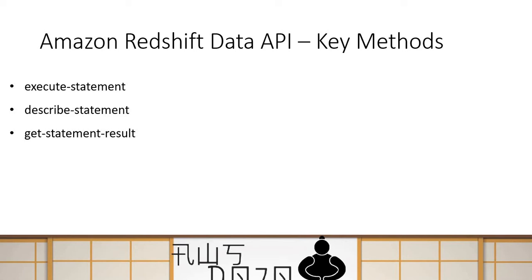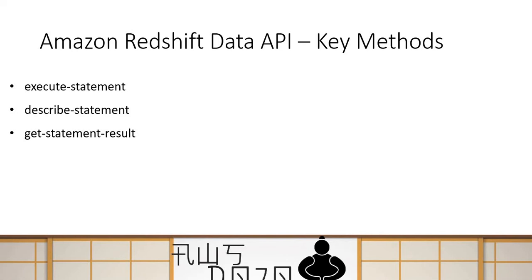So in the describe statement method, you can pass the query ID, and describe statement will tell you the status of your call, whether it is still in progress or still invoking or it has finished. It can tell you the status of your query execution. And the third one is get statement result, where you can again pass the query ID as one of the parameters, and it will give you back the result of the query which you have executed. So these three methods actually take care of your whole query execution.